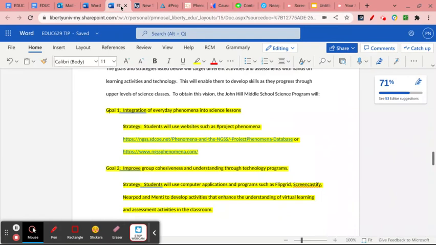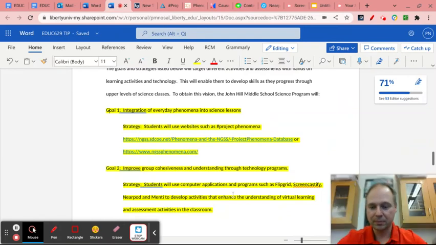So that's goal one. Goal number two is the improvement of group cohesiveness and understanding through technology programs. What I want to do is teach the teachers about different assessment ideas that they can use after they have a group activity or a lab.